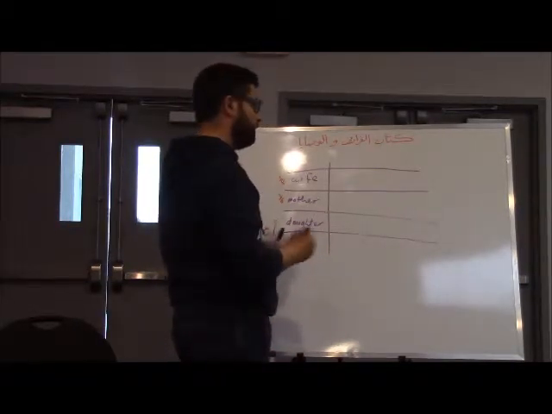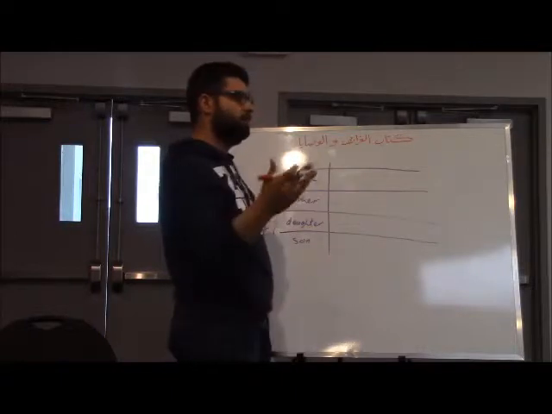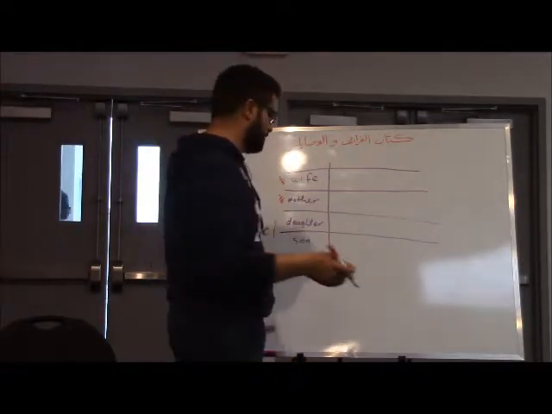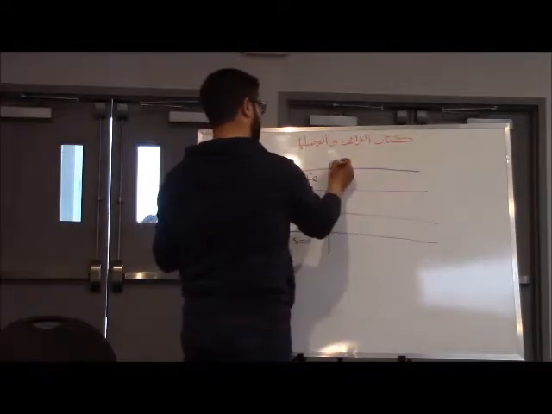Now, 6 and 8, the common smallest denominator, I think that's what they call it in math in English, I'm not 100% sure, is 24.